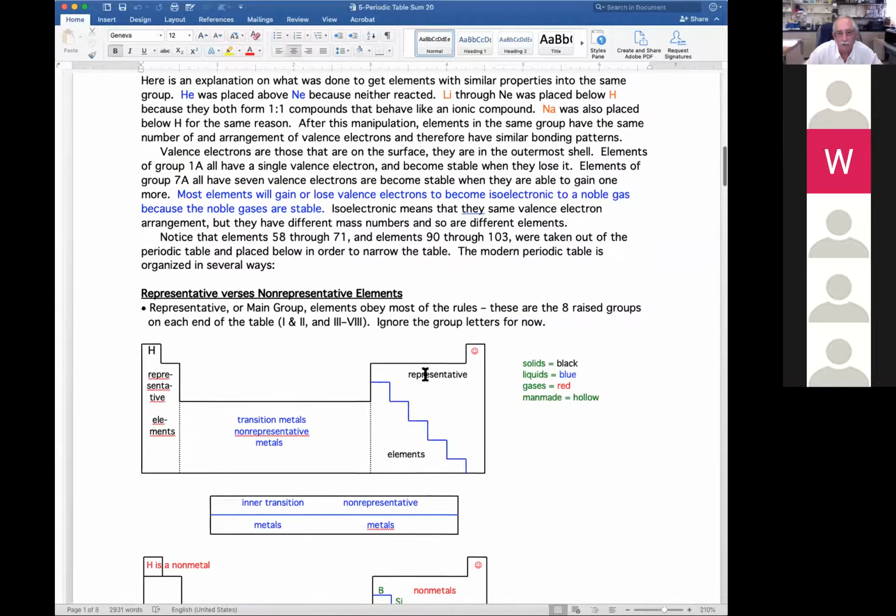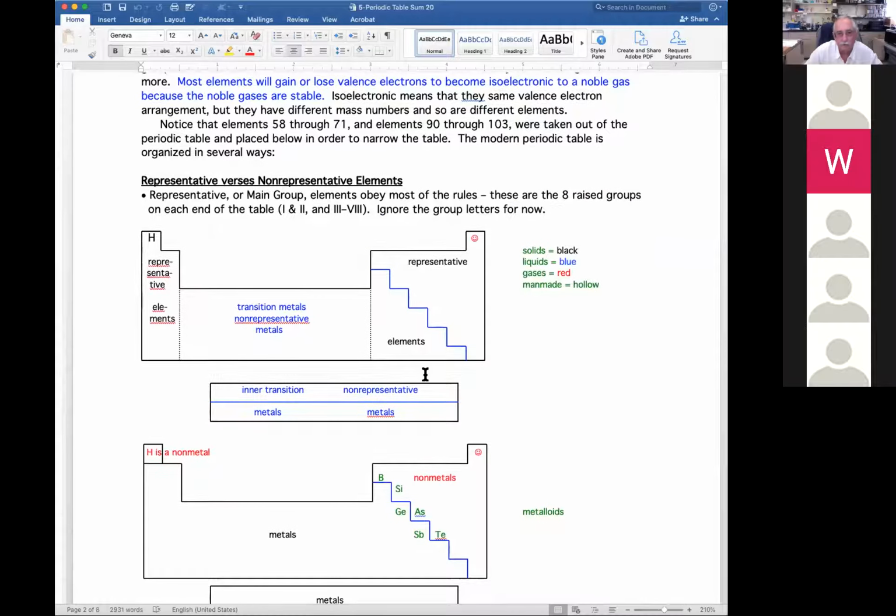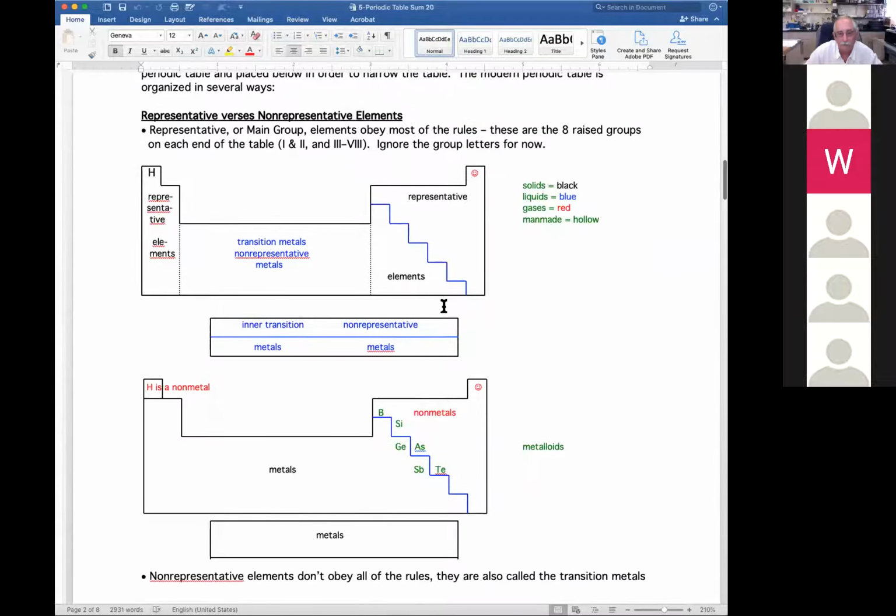So then we talked about metals versus non-metals, the different ways to organize and discuss the periodic table. These are representative elements. These are the non-representative elements over here. This line right here represents the distinction between metals and non-metals. And then we have metalloids with the properties of both right there on that line.